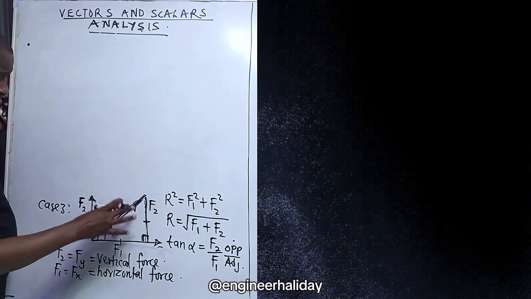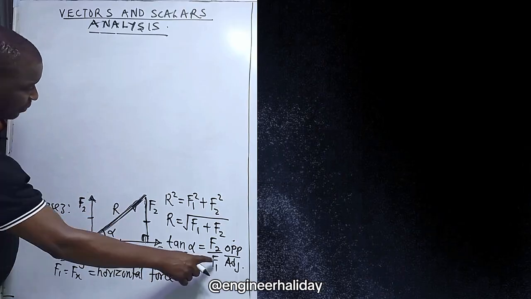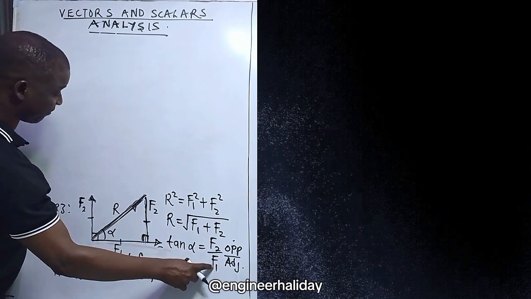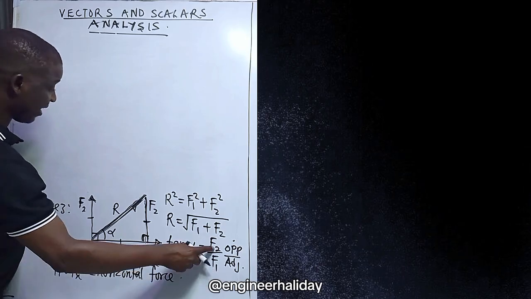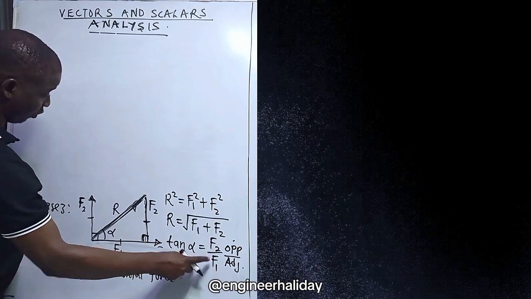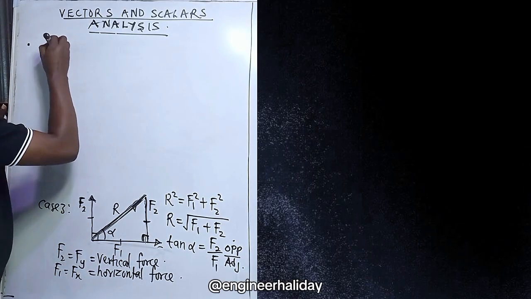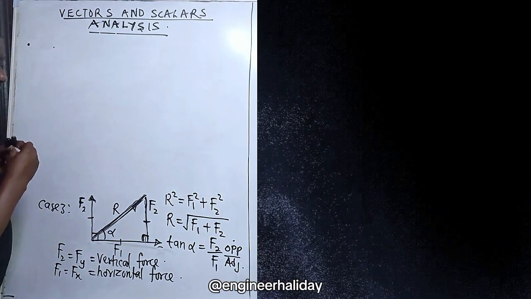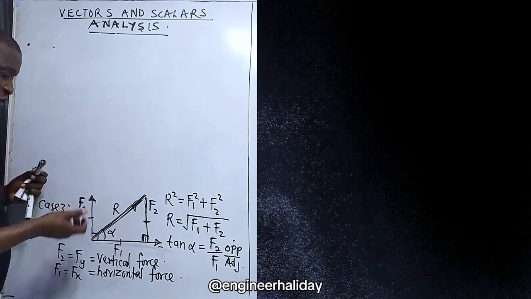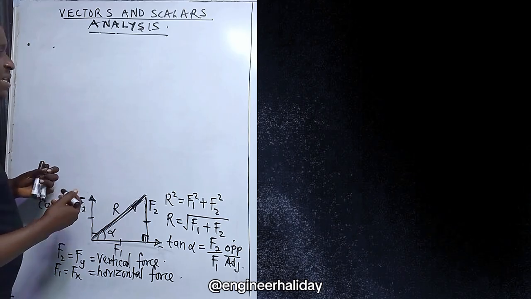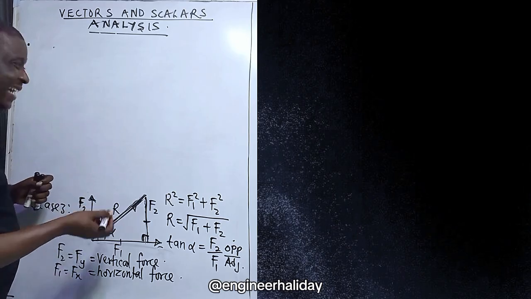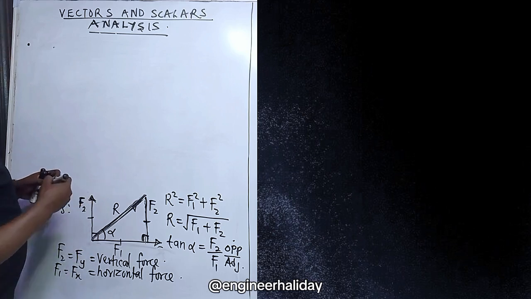Now, since we have gotten the vertical and horizontal force, this one can be Fy over Fx. In the case, that means F2 can be Fy, F1 will be Fx. But what about a case where the angle between the two forces may not be equal to 90, either greater than 90 or less than 90.